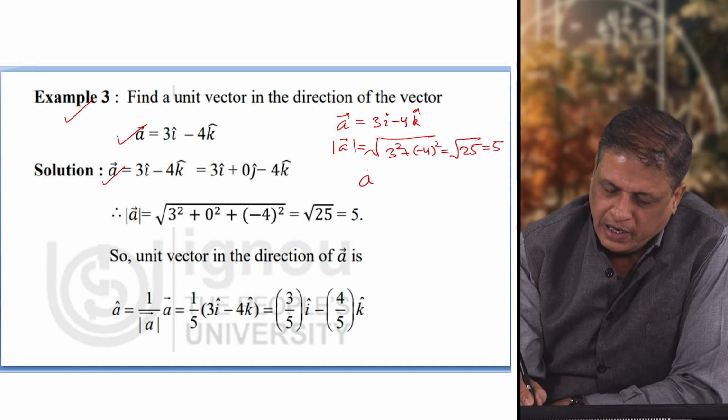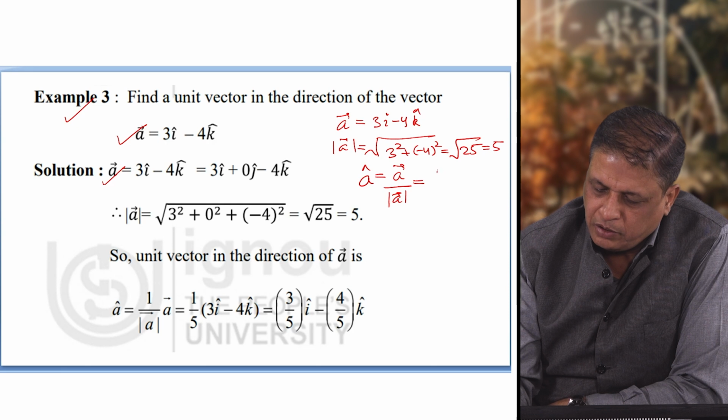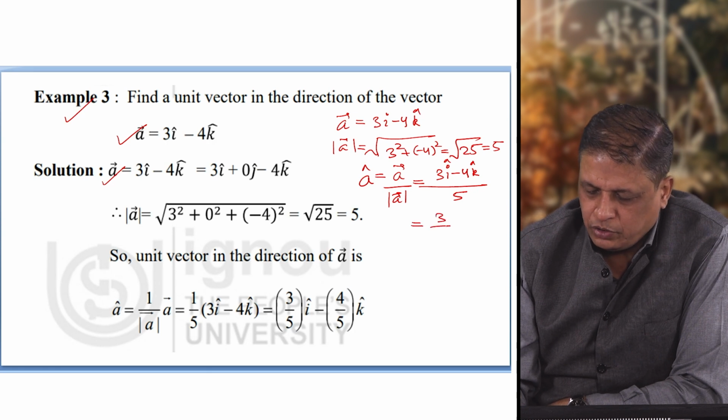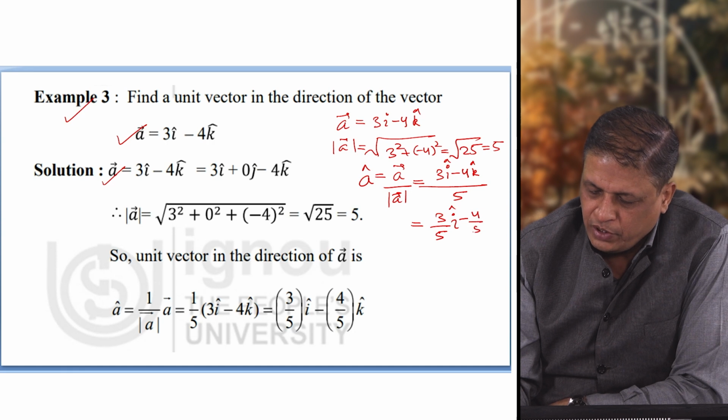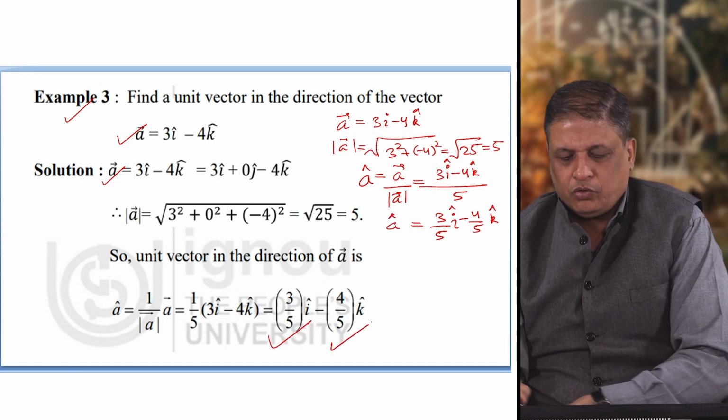And we always know that the A unit vector is nothing but A vector divided by magnitude of A vector, and A vector is nothing but 3i minus 4k, and the magnitude is nothing but 5. So, splitting the components, 3 by 5 of i unit vector minus 4 by 5 of k unit vector will be nothing but the A unit vector, which is solved over here.